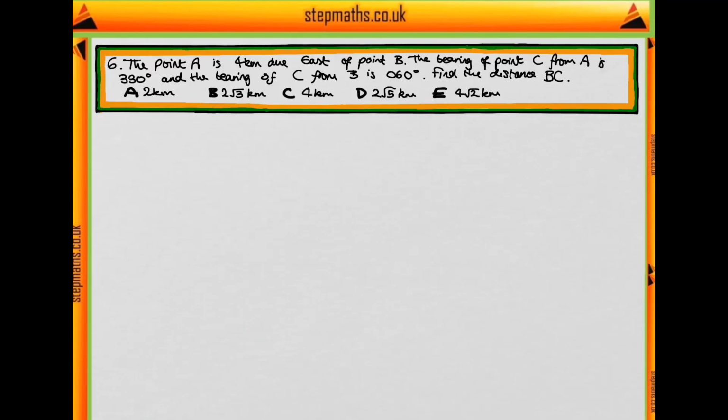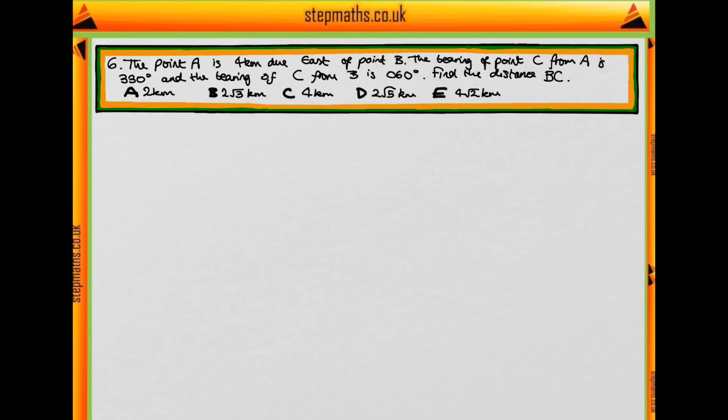This is question 6 of the Natural Sciences Admissions Assessment, paper 2016. And this question is about bearings. So we have a point A, which is 4 kilometres due east of point B, and a point C, which is at a bearing 330 degrees from A and 60 degrees from B. And we want to find the distance BC.